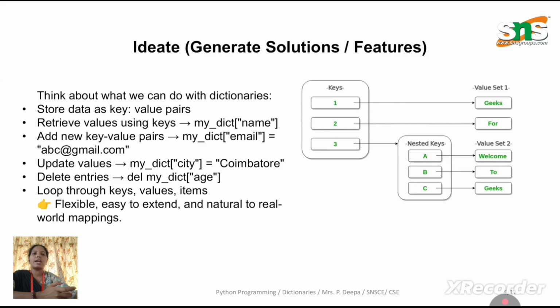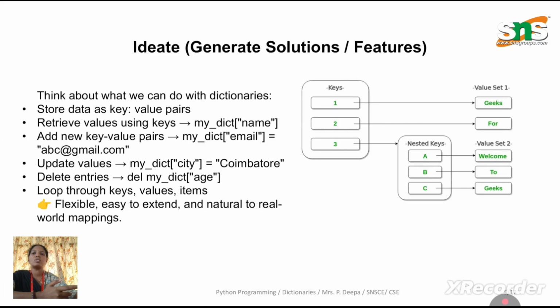The next, ideate part, can generate key-values that match with key set 1 and key set 2 in nested key-values. Think about how dictionaries can be stored as a key-value data store: storing and retrieving data, updating the values, deleting entries, loops, etc. These are all the ideate process to generate a new solution or futuristic thing.